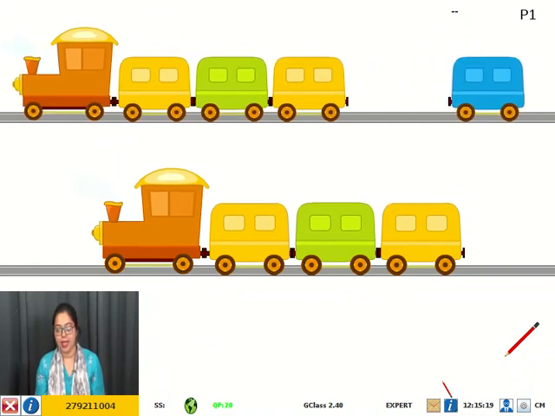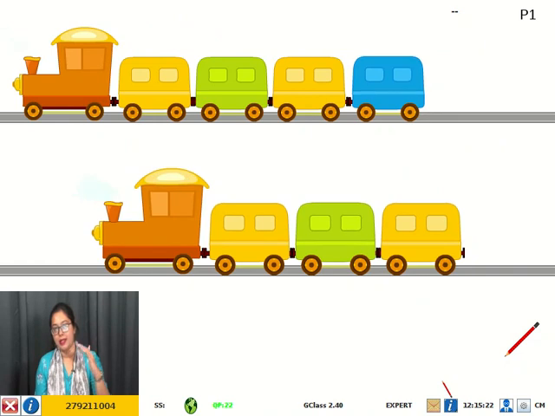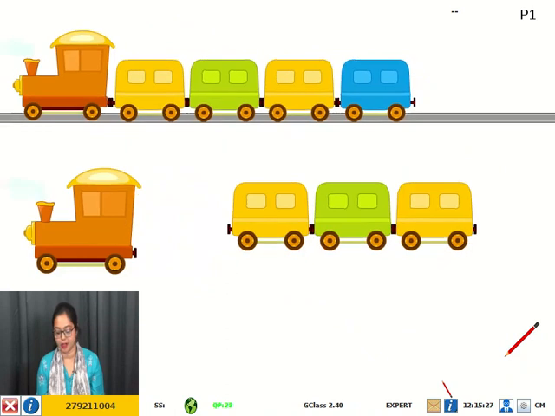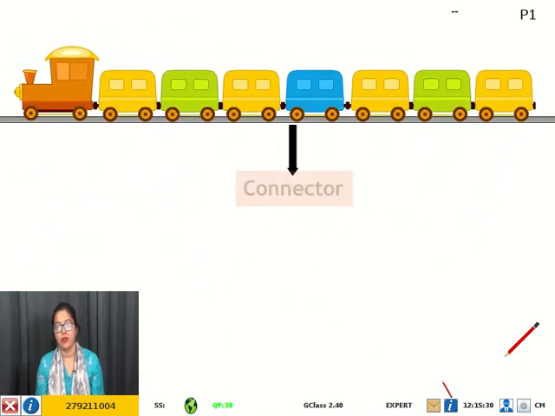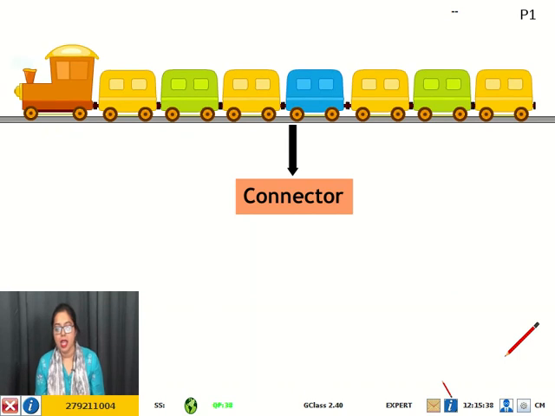Okay, so see here, the upper one there is a toy train, and in the lower part there is a train, and in between there is another train. Now you see we are trying to join these trains. So what happens when we join two things together? When joining two sentences together, we use a particular word, and that particular word is known as a connector, and it is also known as a conjunction, connector or conjunction.